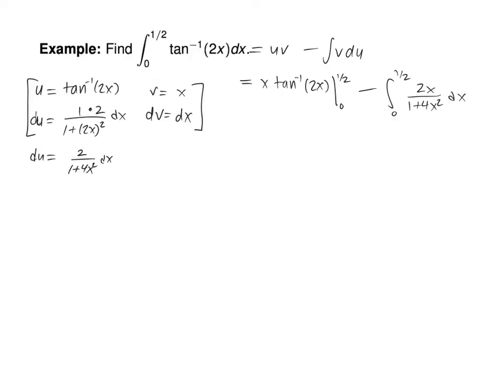Okay, so let's start, we'll plug in stuff in the first bit. So that's 1/2 inverse tangent of 1, because 2 times a half is 1. Plugging in 0 gives us 0, because it's 0 times something. I don't remember what the something is, still 0, right?